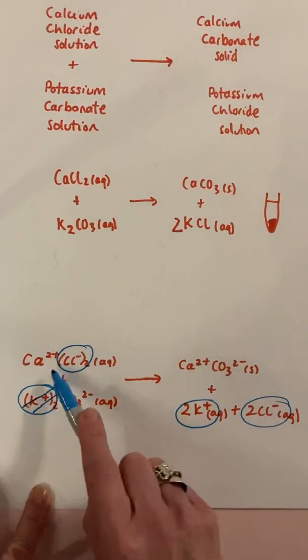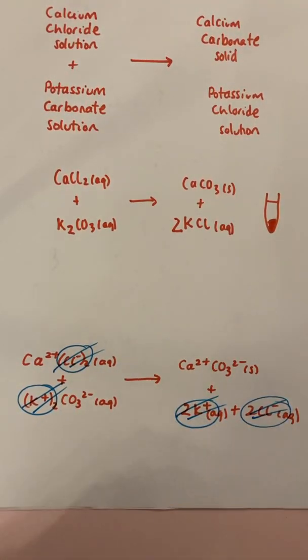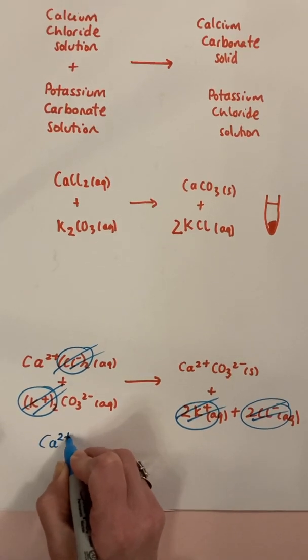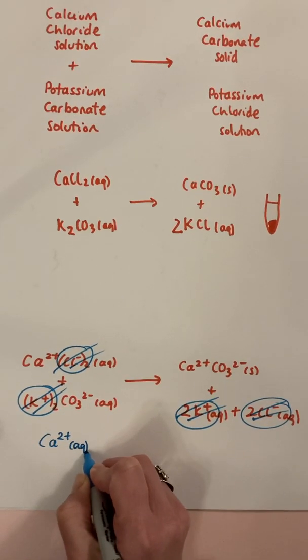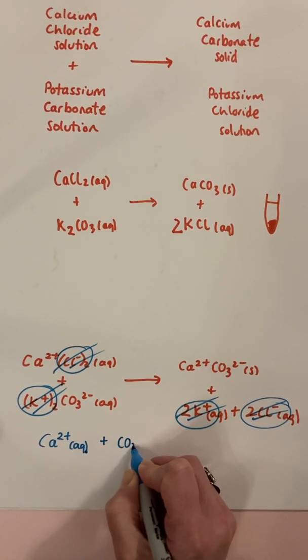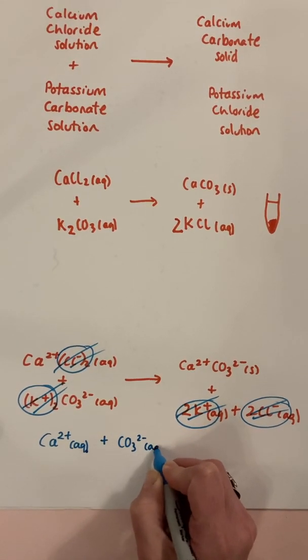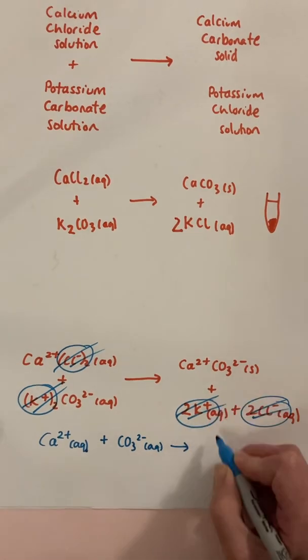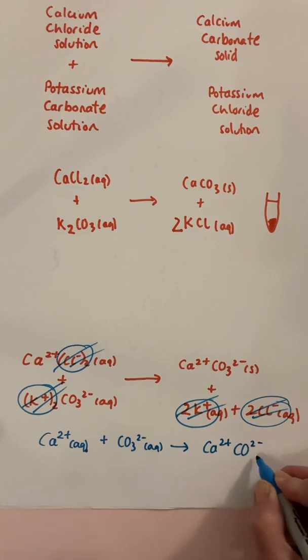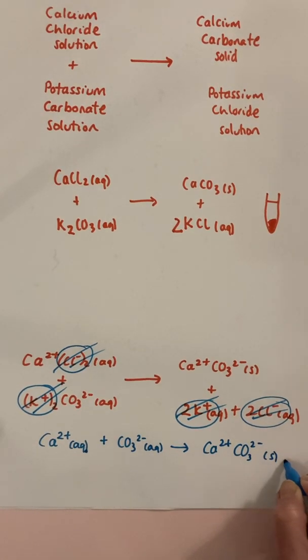So if I had to ignore my spectator ions, what's actually happening in that precipitation reaction is that the calcium ions in solution are reacting with the carbonate ions in solution to form calcium carbonate in the solid form. So that would be me rewriting my precipitation equation with the omission of spectator ions.